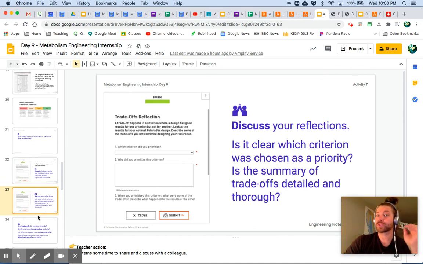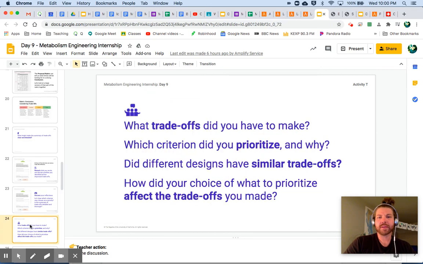Is it clear which criterion was chosen as a priority? Because obviously we prioritized some things over others. We couldn't get everything perfect. So which things did we want to really stand out? Is the summary of trade-offs detailed and thorough? How much did you have to sacrifice? What goal were you trying to attain? How much did you have to add of something else?